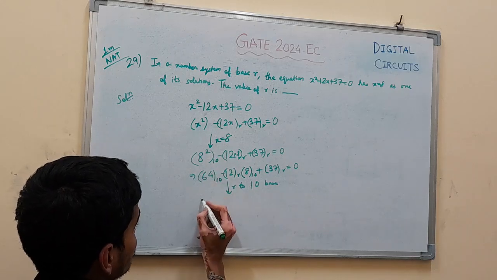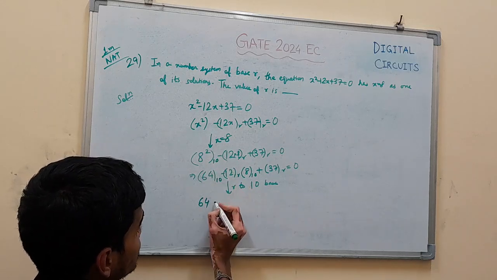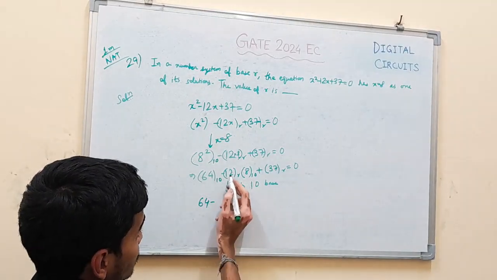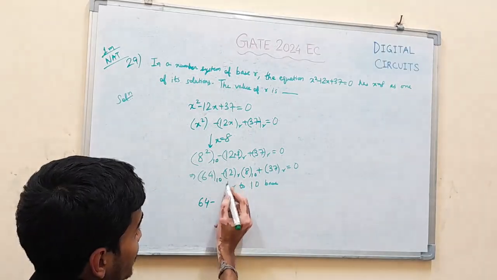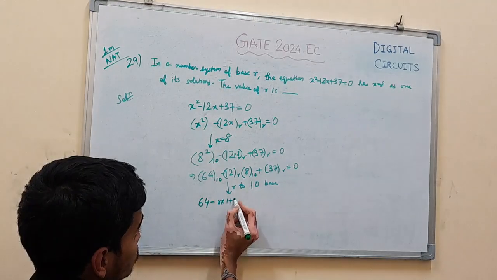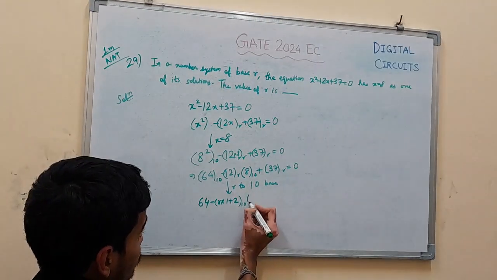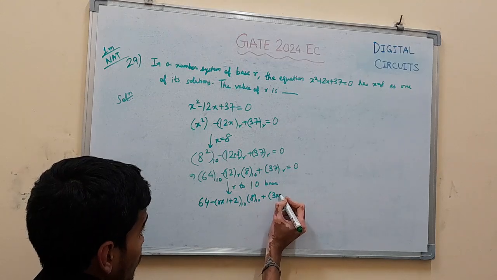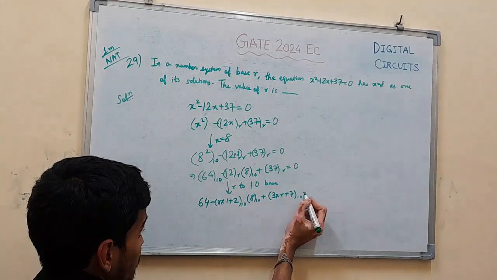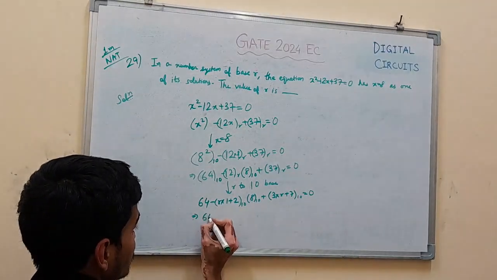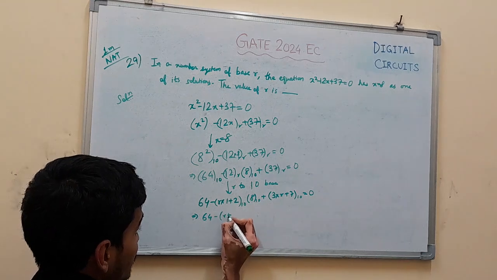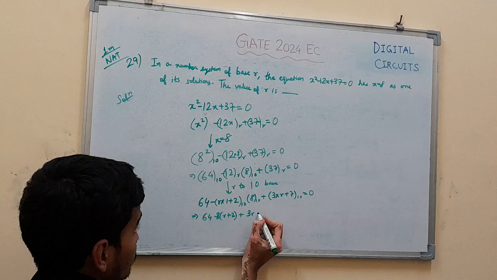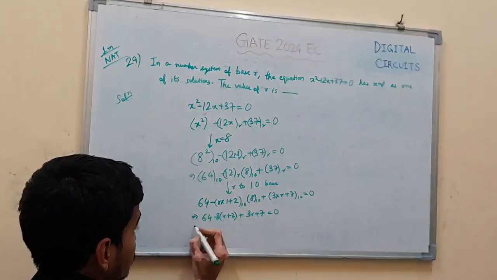So we convert this r to base 10. So 12 in base r will be what in base 10? 2 plus r into 1, that is r into 1 plus 2 base 10, into 8 base 10, plus 3 into r plus 7 base 10. Right? So from here we get 64 minus r plus 2 into 8 plus 3r plus 7 equal to 0.